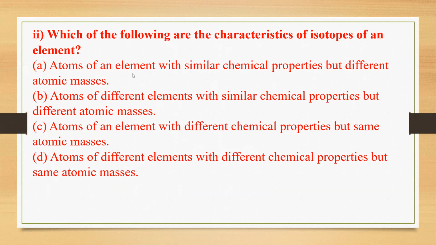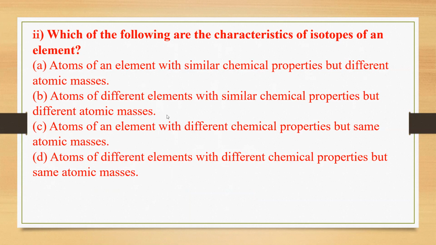A. Atoms of an element with similar chemical properties but different atomic masses. Yes, we will think so, because different atomic masses are there. Next, B. Atoms of different elements with similar chemical properties but different atomic masses. We'll see. C. Atoms of an element with different chemical properties but the same atomic masses. It cannot be, because of the same atomic mass. No, C will not be possible. And D. Atoms of different elements with different chemical properties but the same atomic masses. Oh, this is also not possible.